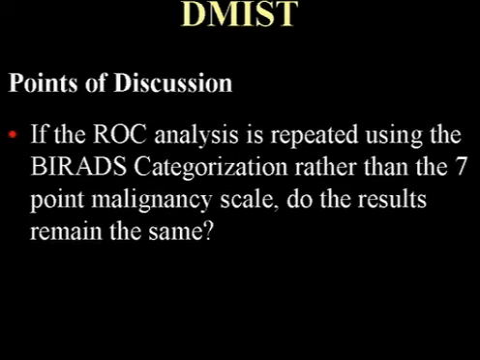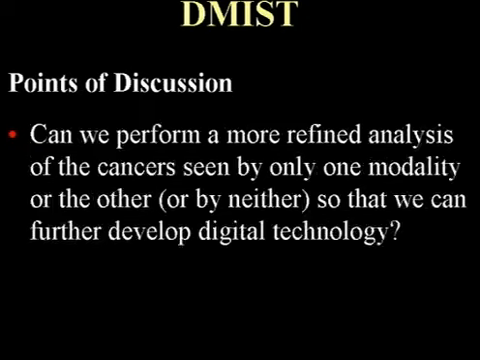If we repeated that ROC analysis, the centerpiece around which they built their argument, using the BI-RADS categories that were more familiar to the interpreters instead of the 7-point scale, would the results be the same? Remember, we looked at that 7-point scale and decided there was a somewhat arbitrary delineation there, and the 7-point scale has never been validated.